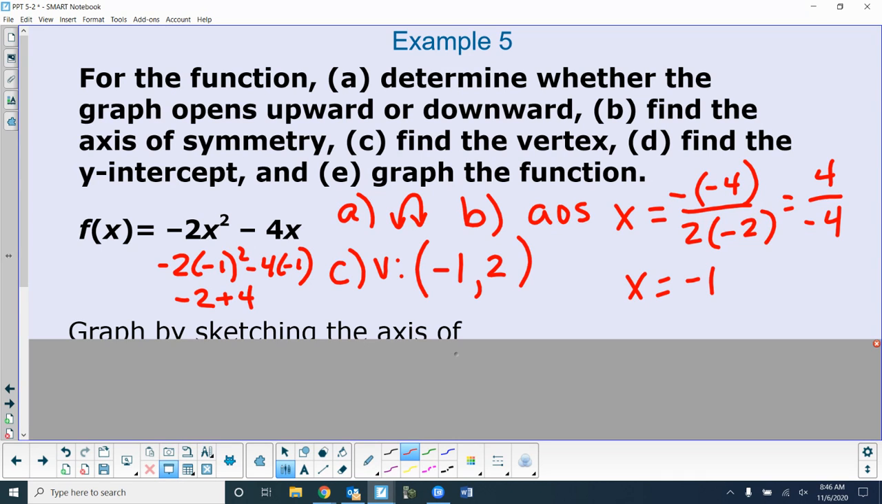Find the y-intercept. Know that the y-intercept is always 0 something, and it's the C value, which we already said was what? 0. So the origin is my y-intercept. Question? Okay?